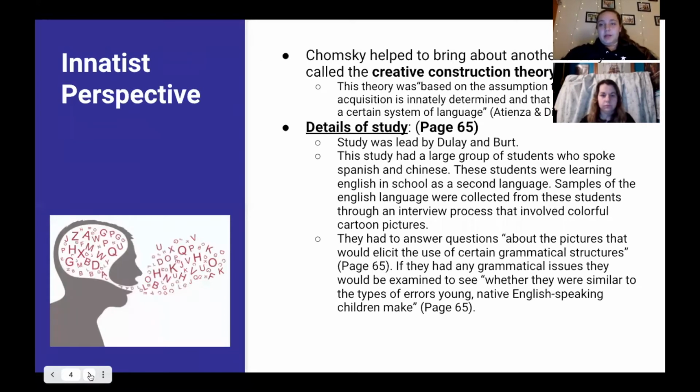Chomsky helped to bring about another theory called the creative construction theory. This theory was based on the assumption that language acquisition is innately determined, that we are born with a certain system of language. Details of the study are found on page 65, and this study was led by Dulay and Burt. The study had a large group of students who spoke Spanish and Chinese. These students were learning English in school as a second language. Samples of the English language were collected from these students through an interview process that involved colorful pictures of cartoons. They had to answer questions about the pictures that would elicit the use of certain grammatical structures. If they had any grammatical issues, they would be examined to see whether they were similar to the types of errors young native English-speaking children make.